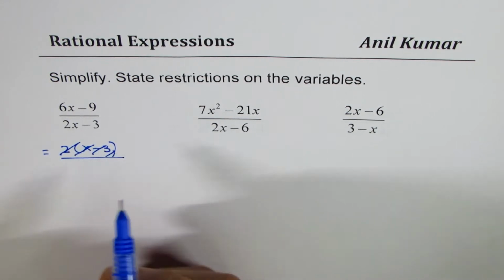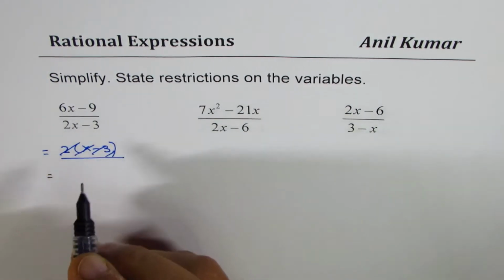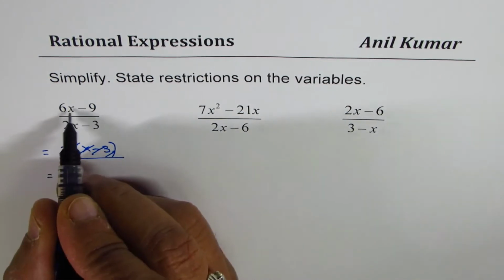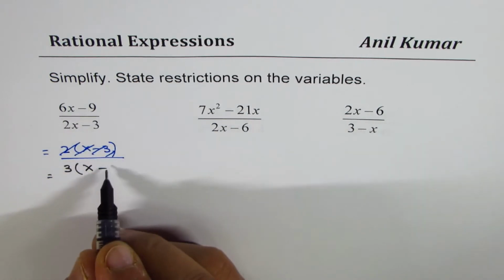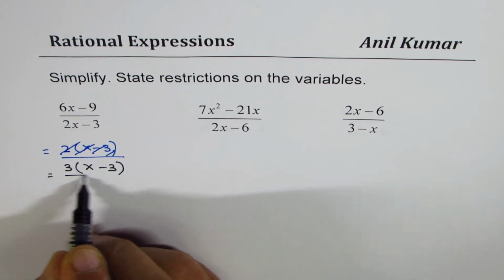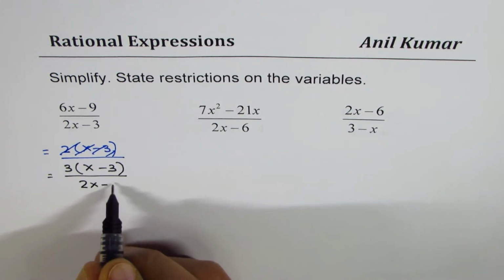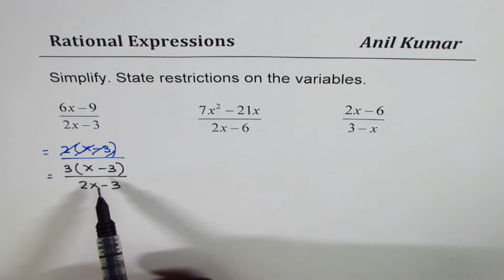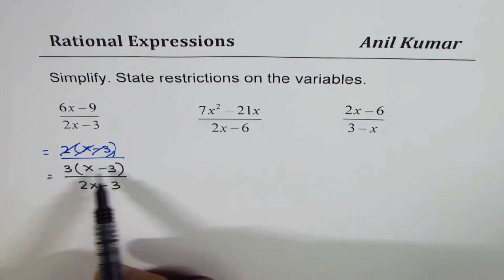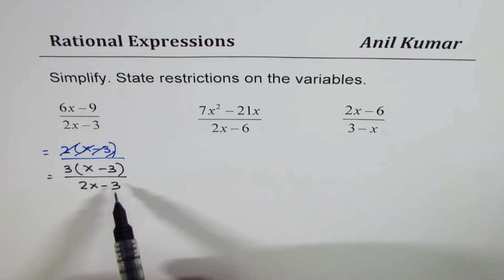If I take 2 common, I should have taken 3 common. So there is a mistake here. So let me correct it. So actually 3 is common. So let me take 3 common, and what we are left with here is 2x minus 3 in the numerator, and in this particular case, the denominator is 2x minus 3. Now here you can see that we really do not have any common factor in the numerator and denominator, so we cannot simplify it. Do you see that part?